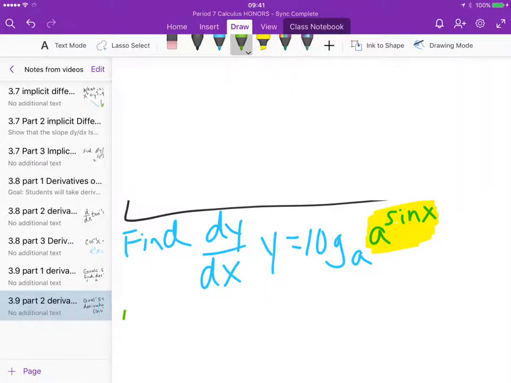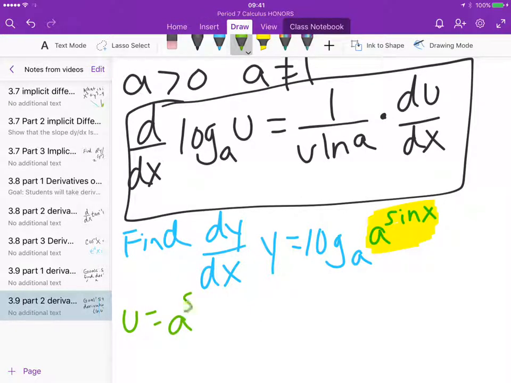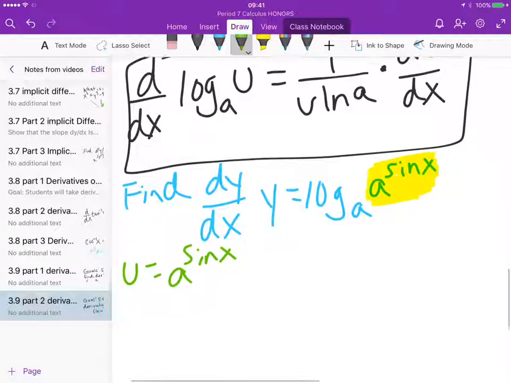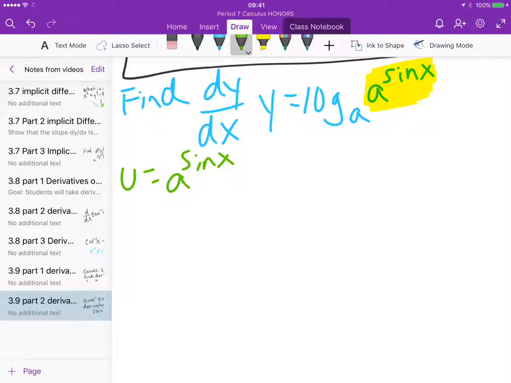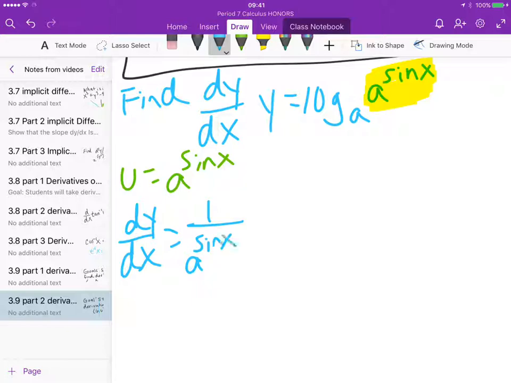So let's make that a note. u is going to equal a to the sine x. So when we're dealing with our formula, we're going to have 1 over, so the derivative is going to be 1 over a to the sine x, and then we're multiplying that by the natural log of whatever that base is. Well, the base in this case is pretty simple. We're just keeping it as that variable a. And so we just have to multiply it by the derivative of whatever u is.